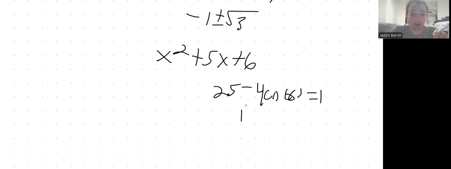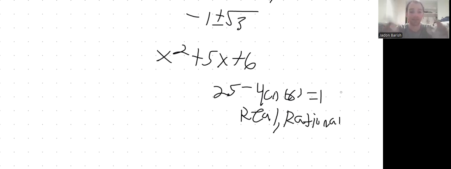Now here's the thing though. This is good practice. If you check the discriminant and you could have factored, but you didn't, it's good practice to be able to recognize the factoring after the fact because you know you should have, right? So if you get real, rational, it means it's a perfect square.